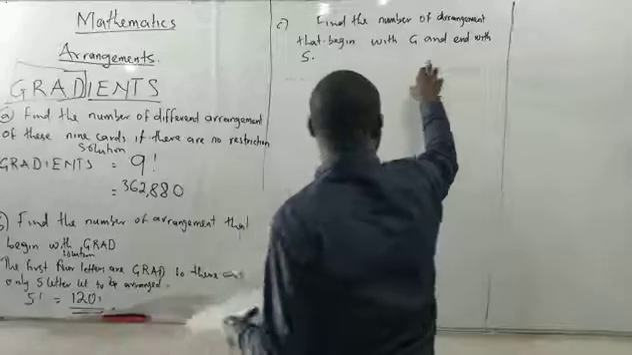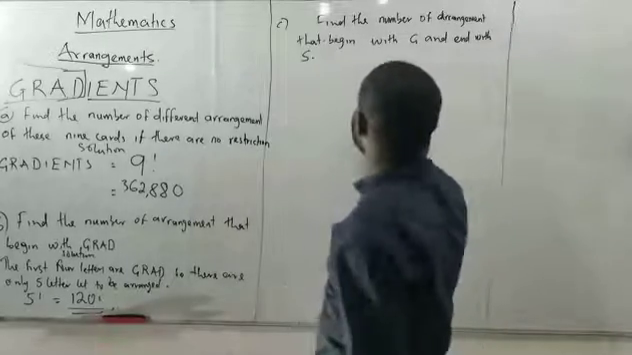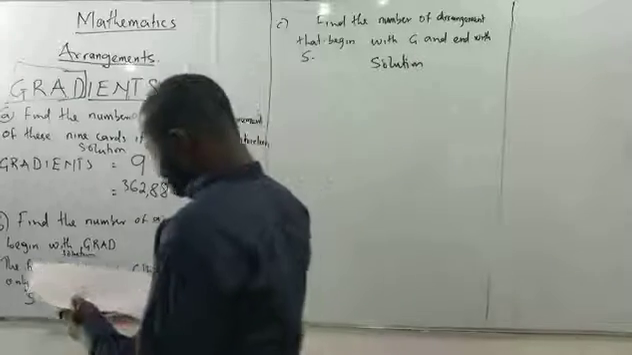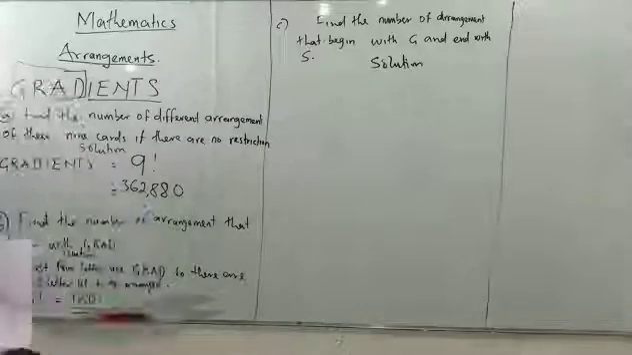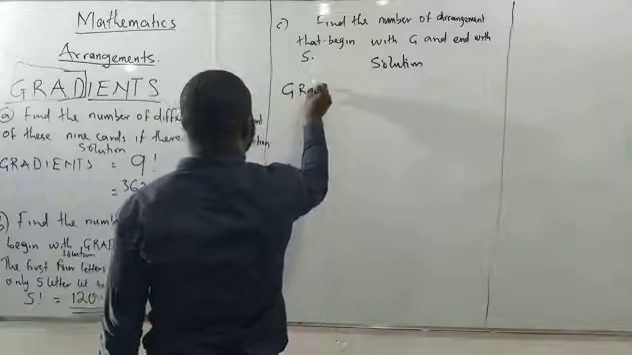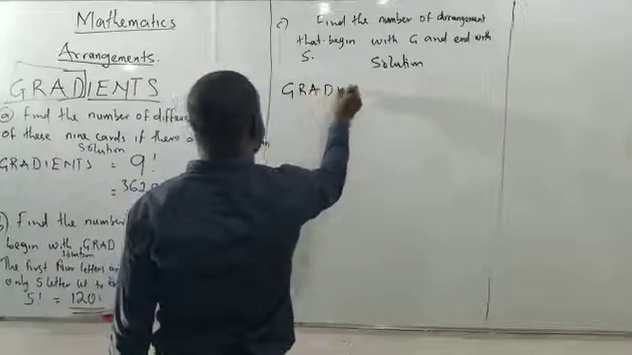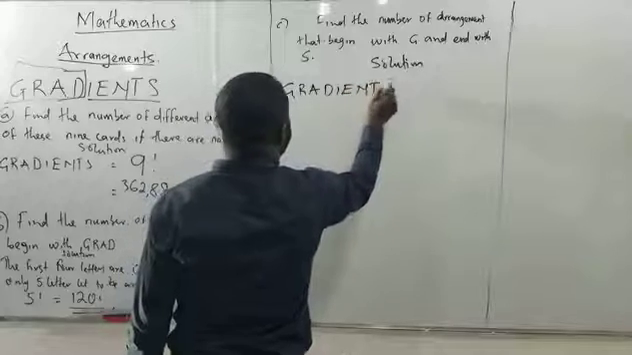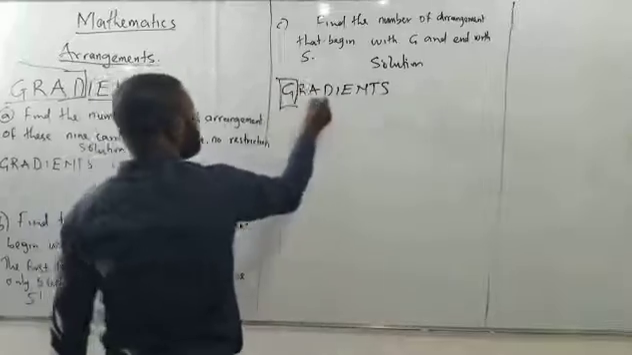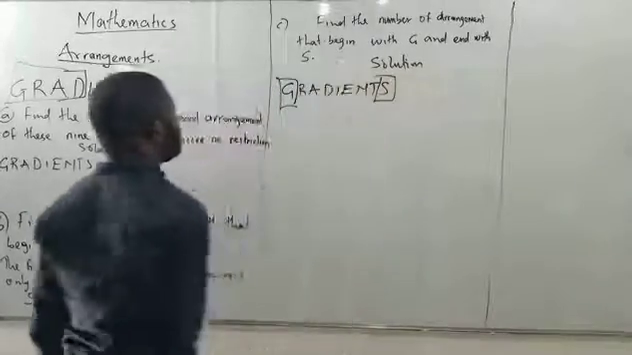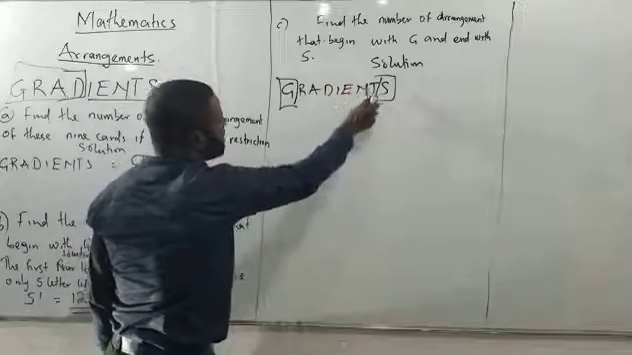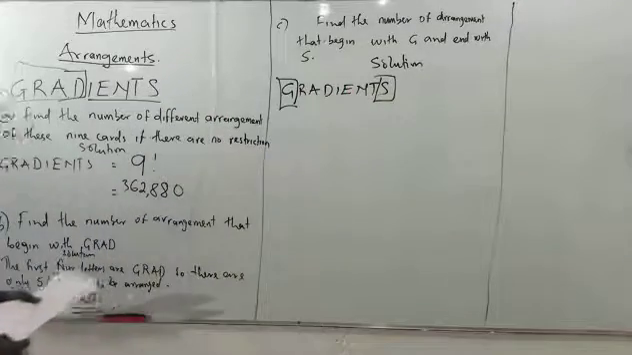Now, the last part of this problem is that find the number of arrangements that begin with G and end with X. Solution. Now, what you just need to do is also a straightforward question. Now, you come here, let me write the word, gradient. Now, 1, 2. How many letters are remaining? 1, 2, 3, 4, 5, 6, 7. Now, there are 7 letters remaining.